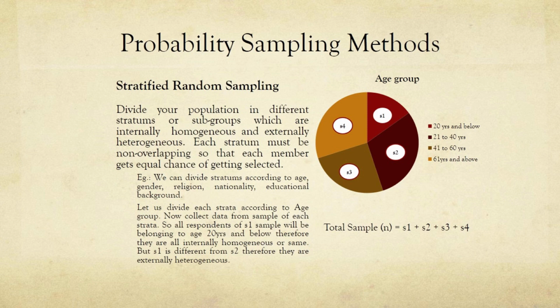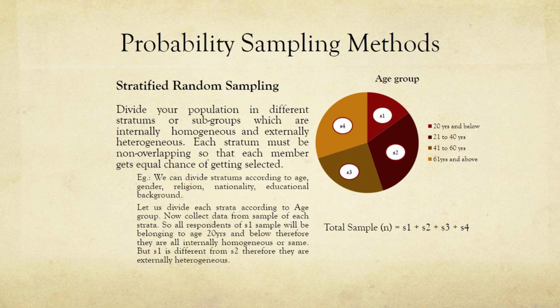Internally, in strata 1, all those people in the age group of 20 years and below are there, so they are all similar in that way. Similarly, in the second stratum, all those people belonging to the age group of 21 to 40 years are there. But 20 years and below is different from 21 to 40 years, so they are externally heterogeneous. This is how you divide each stratum.